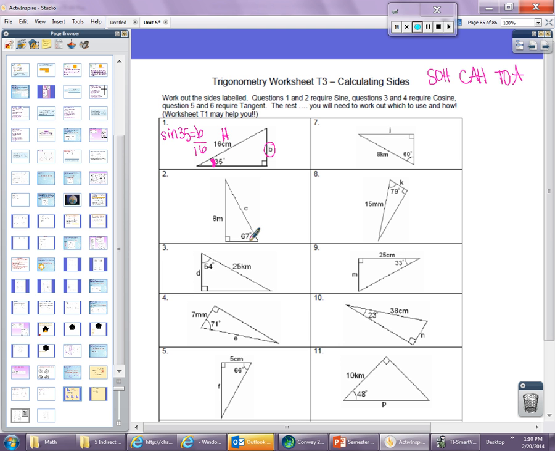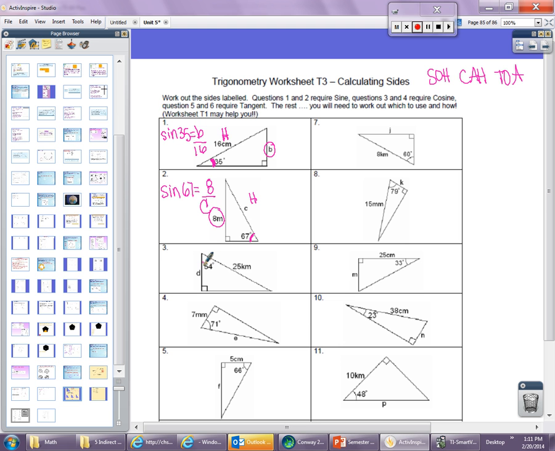Okay, let's look at 2. Reference angle. I'm given O, opposite, and I'm finding H, hypotenuse. So, OH. I'm going to write sine 67 equals opposite 8 over C, hypotenuse. That's all. Just write that.